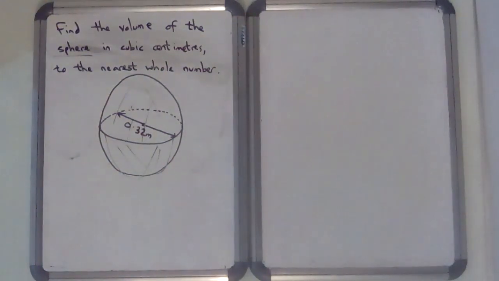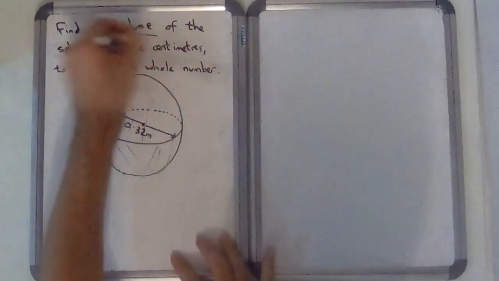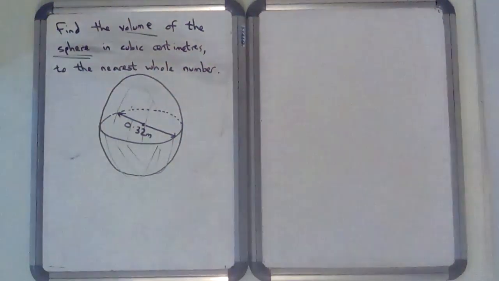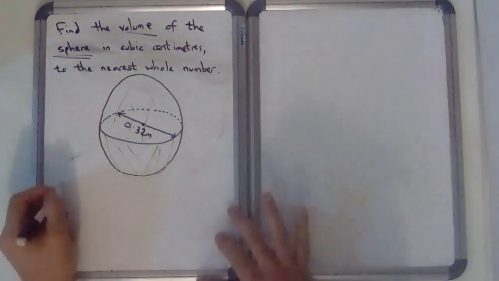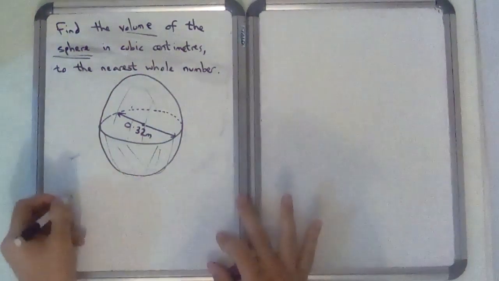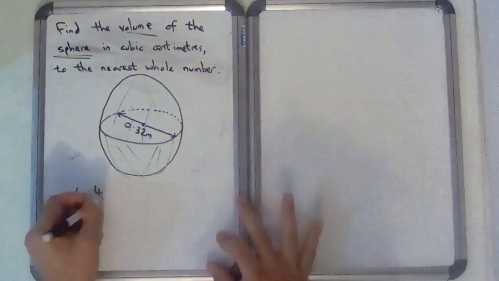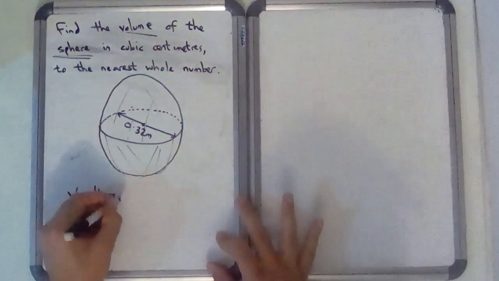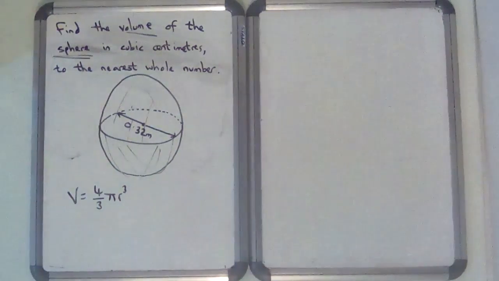Now again you can consult your formula sheet. It says volume and it says sphere. So if you don't know the formula already, the first thing you should do is look in your formula sheet, which will be at the front of the exam paper, and it says V equals 4/3 pi r cubed. So that's 4/3 times pi times the radius cubed.